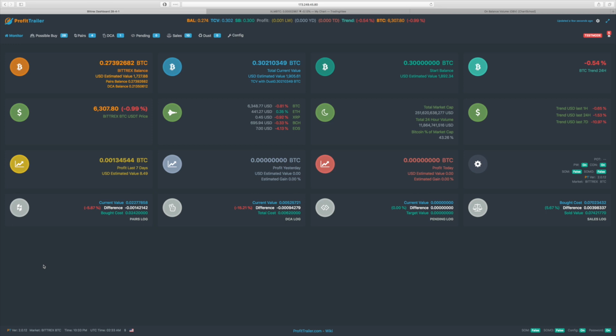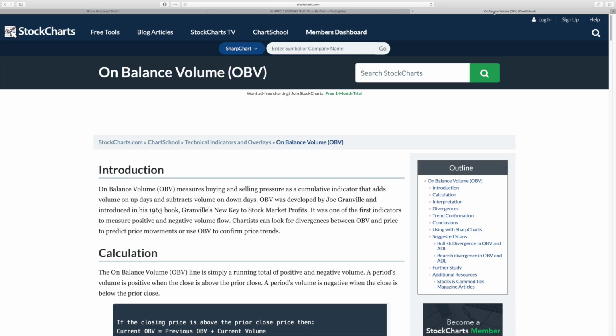For now, we're going to get started over on the ChartSchool on stockcharts.com to give you a quick overview of what on balance volume really is. And then we'll go into how the bot uses it and how it is able to be used across multiple assets at the same time. So on balance volume is an indicator that measures volume flow. In this explanation, it's talking about buying and selling pressure, and it uses a cumulative indicator that adds volume on up days and subtracts volume on down days.